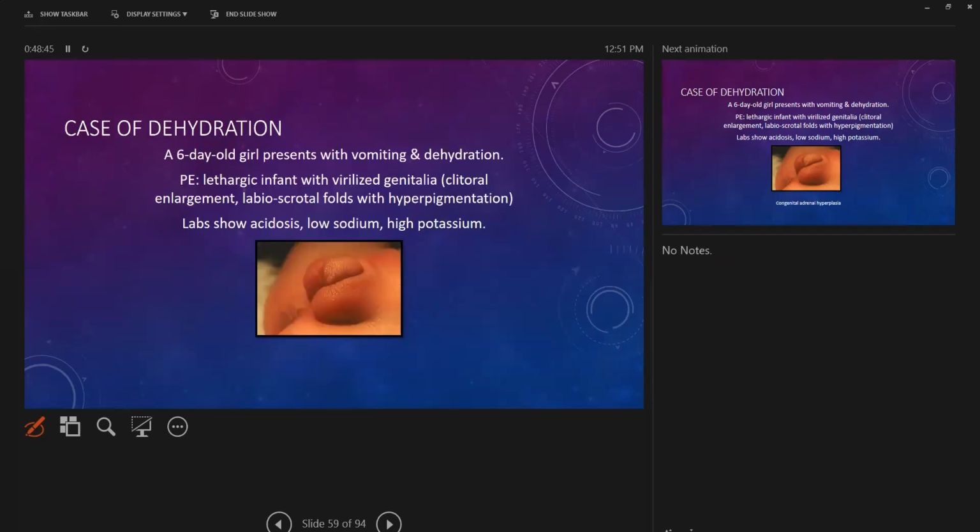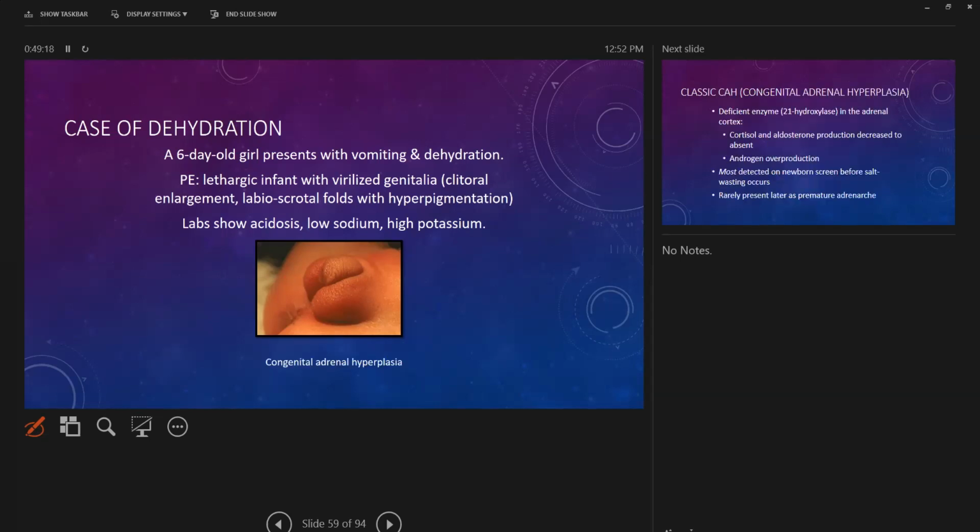Let's do a quick case on dehydration. So this case is a 6-day-old girl that presents with vomiting and dehydration. On physical exam, you note that she's a lethargic infant with virilized genitalia, meaning clitoral enlargement and edema of the labioscrotal folds and hyperpigmentation. When you do some labs, you notice that there's an acidosis with a low sodium and a high potassium. So you've got some electrolyte abnormalities.